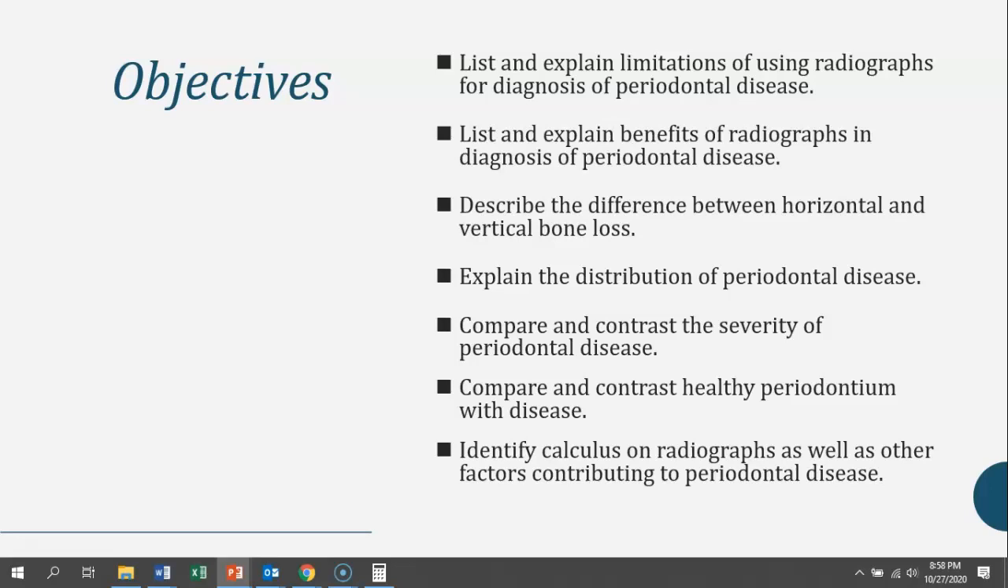Describe the difference between horizontal and vertical bone loss. Explain the distribution of periodontal disease. Compare and contrast the severity of periodontal disease. Compare and contrast healthy periodontium with disease. And identify calculus on radiographs as well as other factors contributing to periodontal disease.